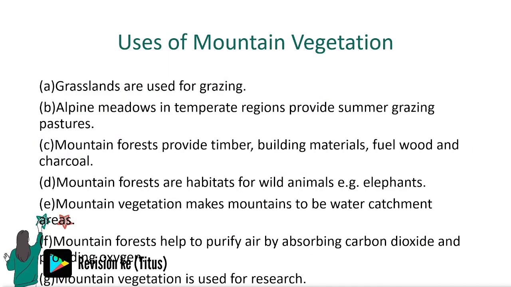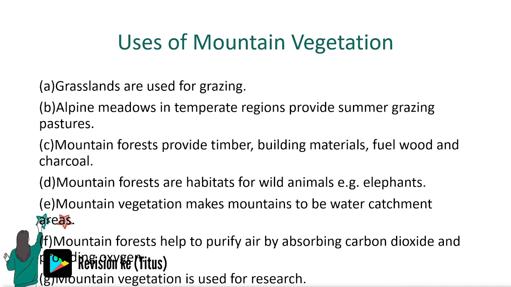What are the uses? The grasslands are used for grazing. The alpine meadows in temperate regions provide summer grazing. Mountain forests provide timber. Mountain forests are habitats for wild animals. Mountain forests help to purify air by absorbing carbon dioxide and provide oxygen. This is through photosynthesis. Mountain vegetation is also used for research.